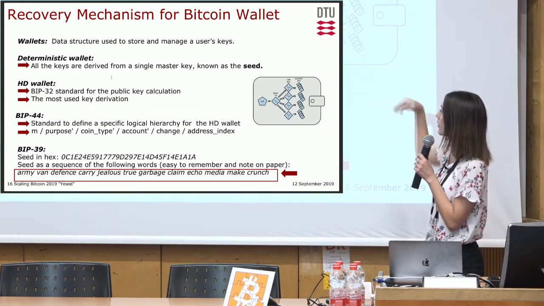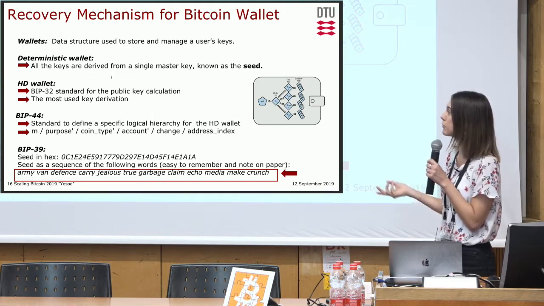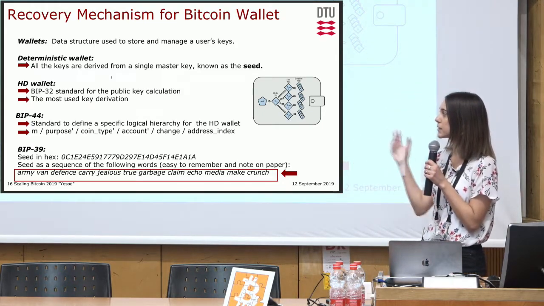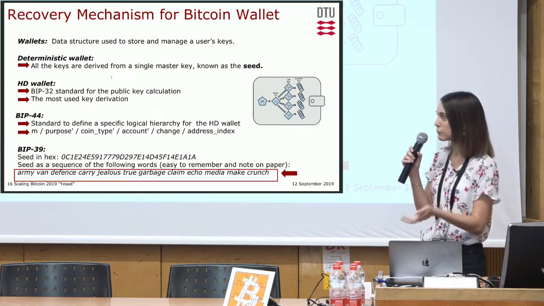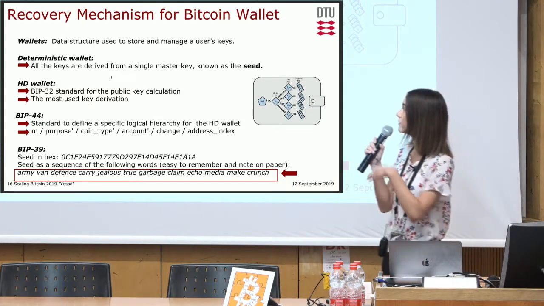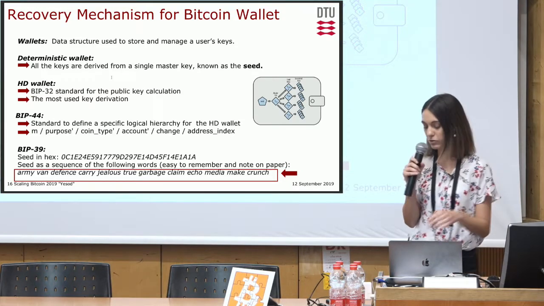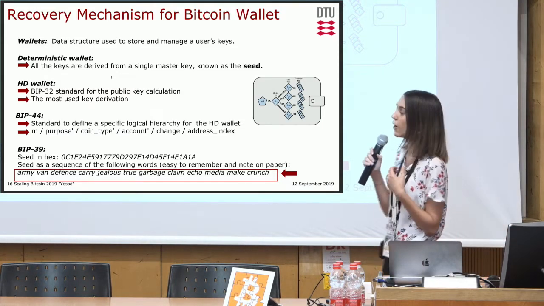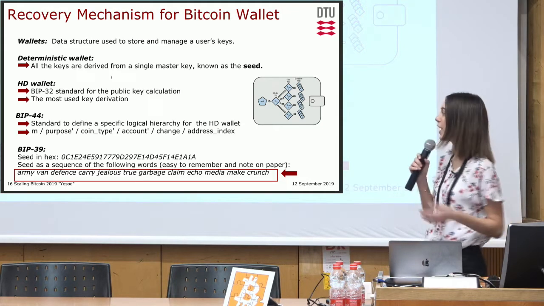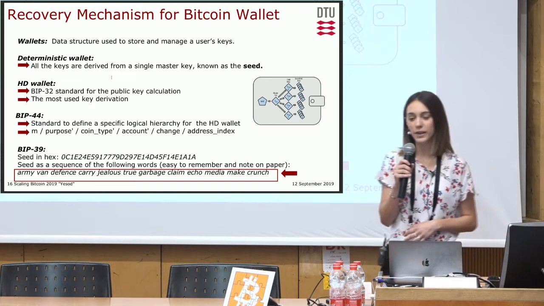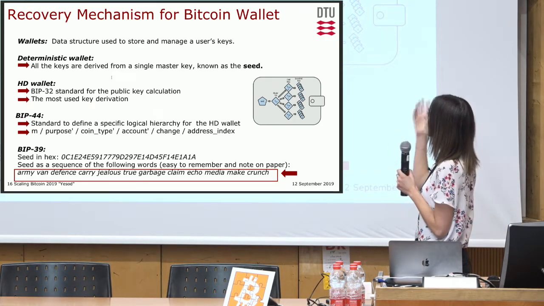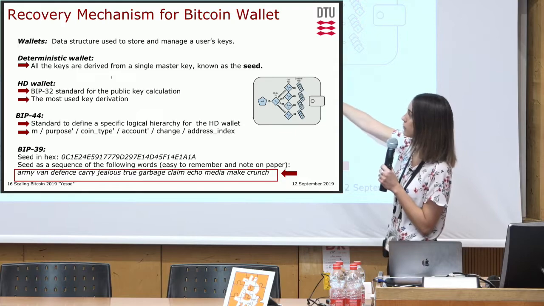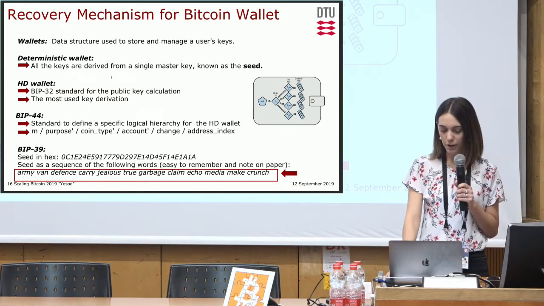To make this hierarchy more specific, we use BIP44, which specifies this derivation path. For example, M is the master key, purpose is 44 in this case, coin type is the type of cryptocurrency, and account and change address index are more focused on the users. Then we have BIP39, which permits users, instead of a hexadecimal string as the seed, to have a list of 12 or 24 English words as a seed. So in Bitcoin, basically, through the seed, BIP39, and BIP32, which is based on 44, we have all the keys, so the recovery of all data.